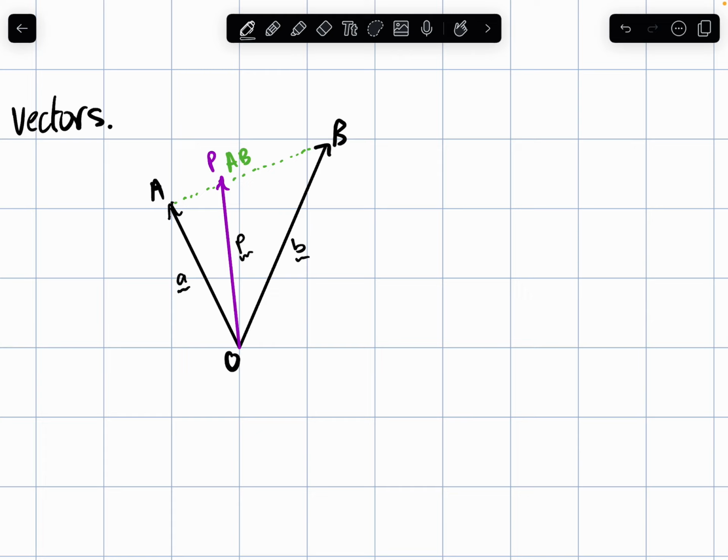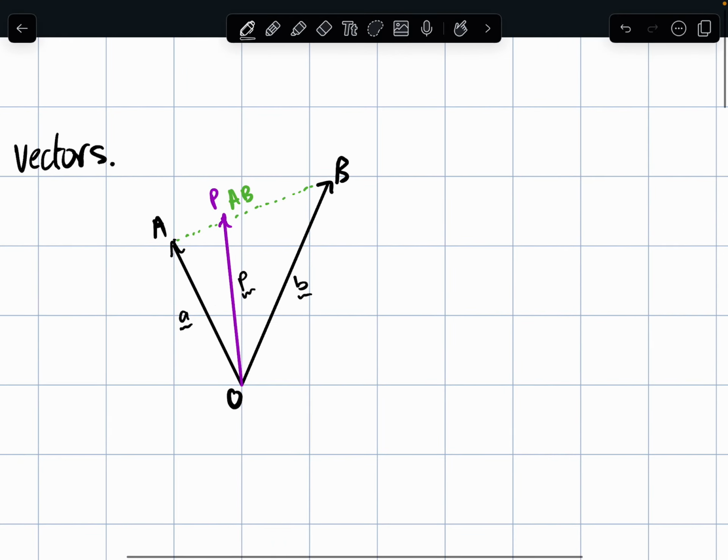Make sense? Now the question is basically saying if this point up here is -4, 3, and this point up here is 2, 7, then using vectors find the point P in terms of x, y that divides the line AB, this green line here, in the ratio 1 to 3.